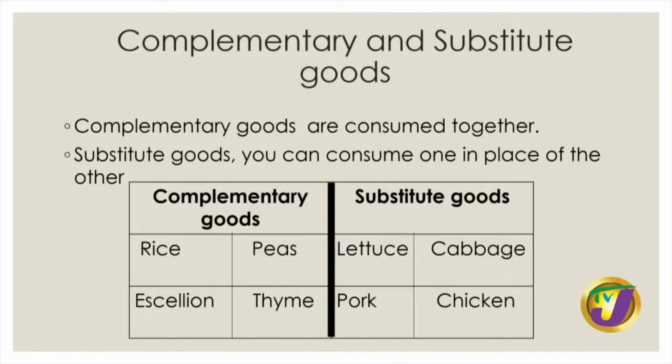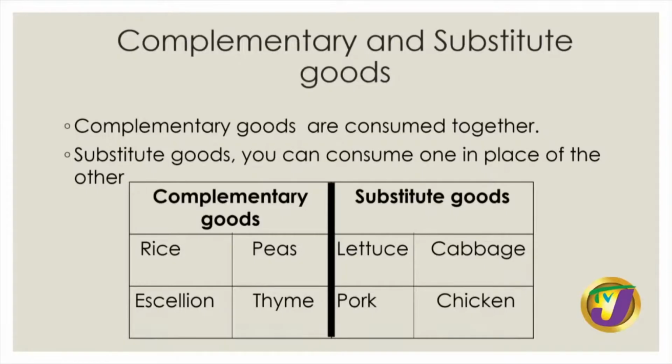So can you think of another complementary item that's sold together? I'm sure somebody said bun and cheese, right? And true, it's actually a complementary item as well. Next one is substitute goods. Substitute goods are items that are consumed in place of the other. So if one is not available, the other would be your plan B.